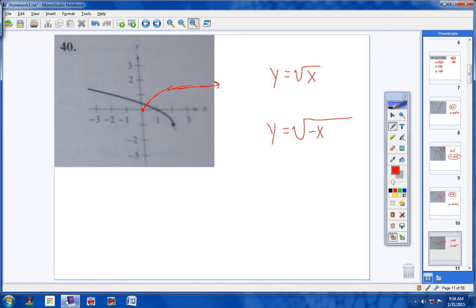And then notice it's been moved down one and over to the right. It's been over to the right too. So I'm going to put a negative two. When you move to the right, it's the opposite sign. And then down one. So a negative one right there. Okay, and that would be the correct answer.